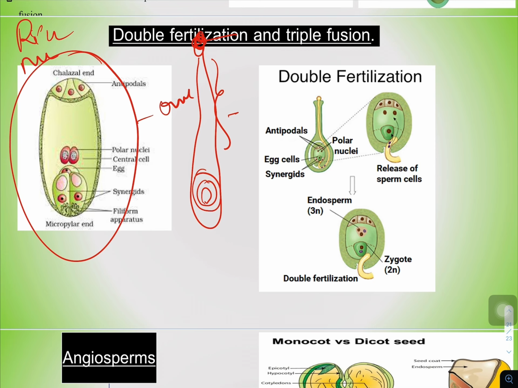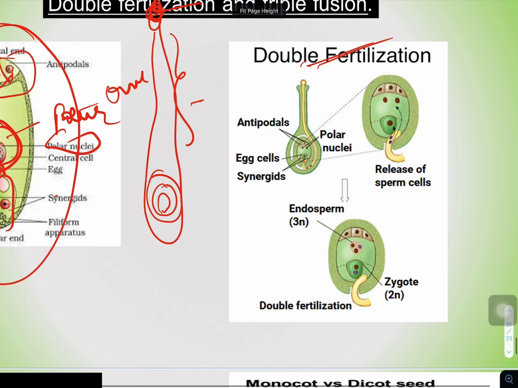Within the embryo sac there are a number of cells. This is very, very important. Here there are two synergid cells and one egg cell, and there are three antipodal cells. At the center there is one cell with two nuclei. This is one cell, and within it there are two nuclei. These are called polar nuclei. These three cells are called antipodals. These two cells are called synergids, and this one is called the egg cell.